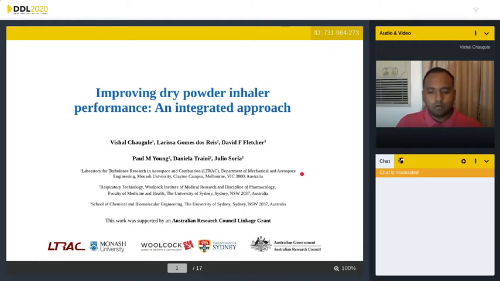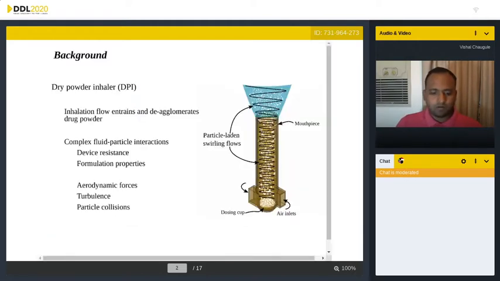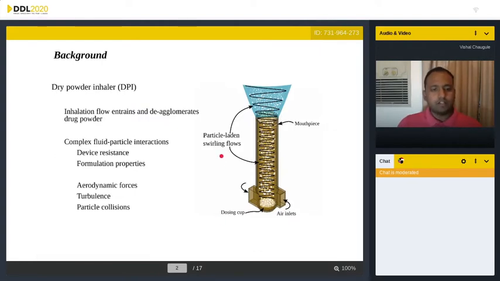Now, to begin with, as you all know, the inhalation energy provided by a patient is responsible for the entrainment and de-agglomeration of drug powder into the airflow. This is a typical DPI, which is a hollow pipe with two tangential inlets at the bottom through which swirl is generated. When inhaled through this device, you have production of particle-laden swirling flow within the device and also emerging from it. These flows have complex fluid-particle interactions, which are dependent on the device resistance and, of course, the properties of the formulation used.